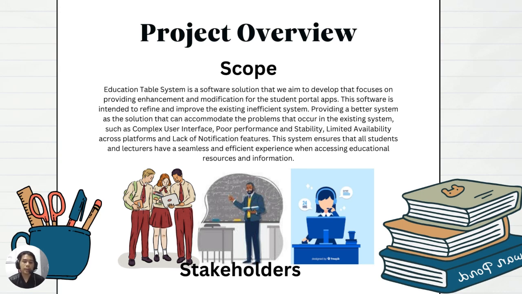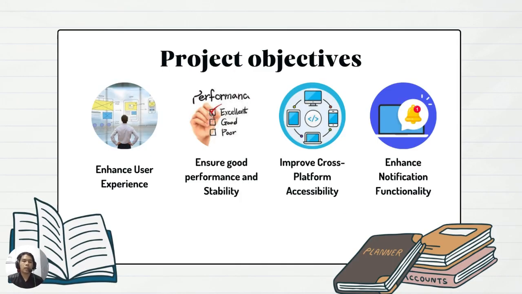Okay, for our project, the stakeholders are students, the lecturers, and the administrator. For our project objective, the first objective is to enhance the user experience. The second objective is to ensure good performance and stability. Third objective, improve cross-platform accessibility. And lastly, the fourth objective is to enhance notification functionality.